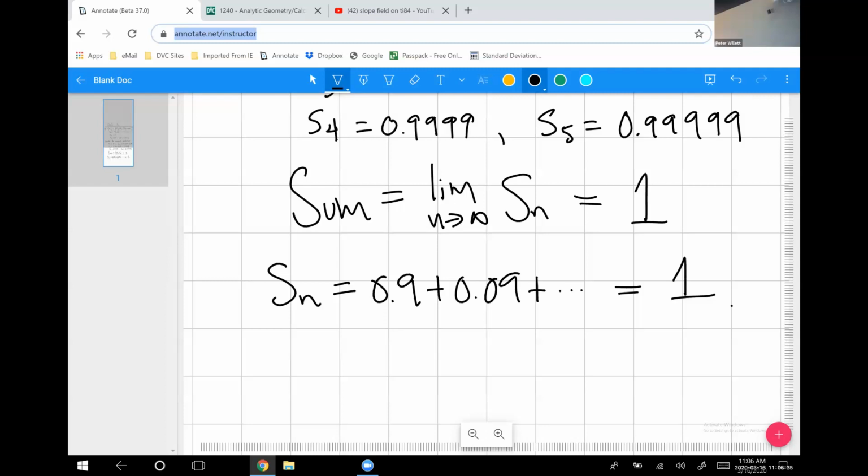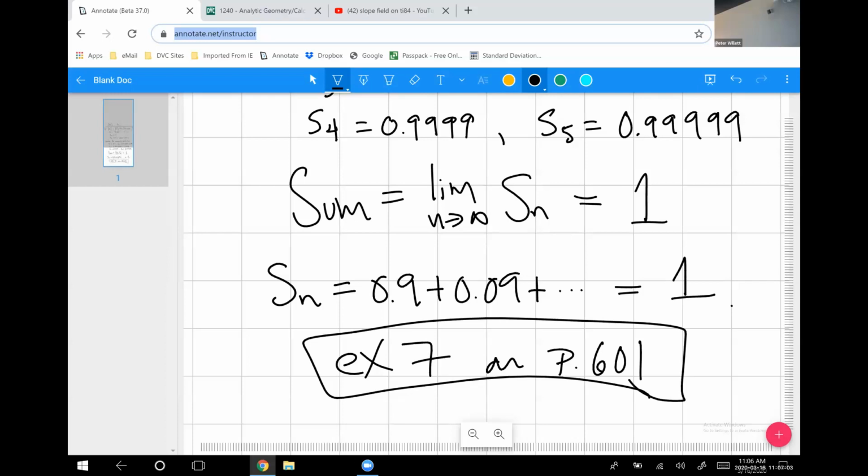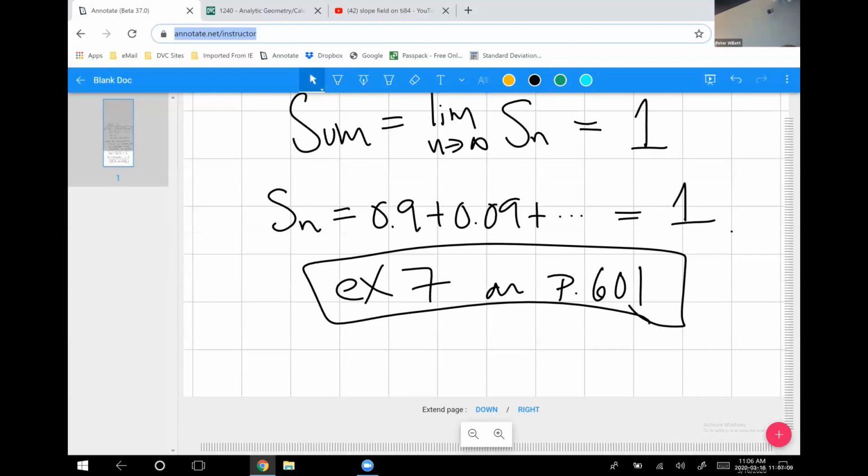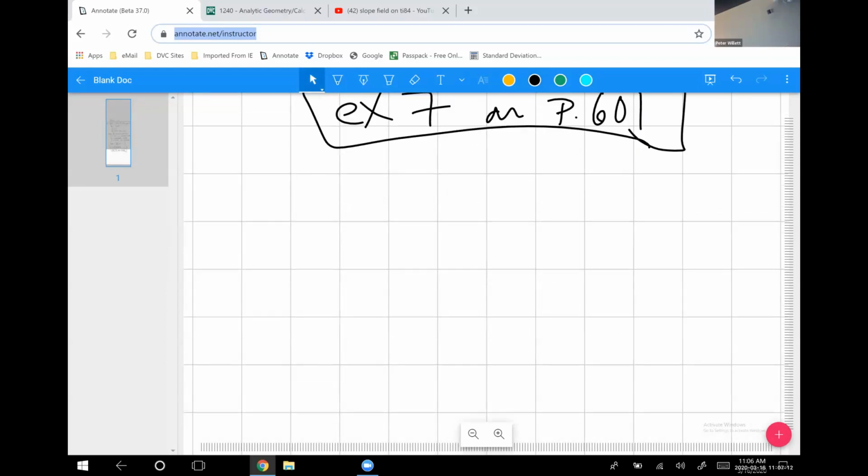Okay, so let's pull an example from the book and see what we think about it. Actually, this is an example in the book. This is their number 7. So let me just label that. You can find this as example 7 on page 601. Okay, so I'm going to pull another example from the back, perhaps.